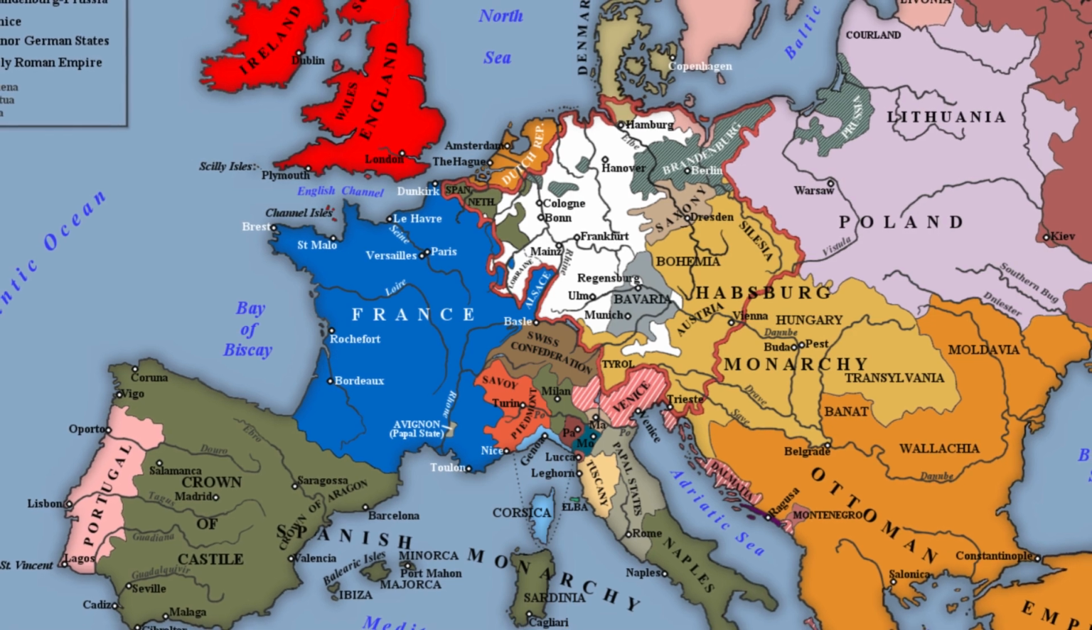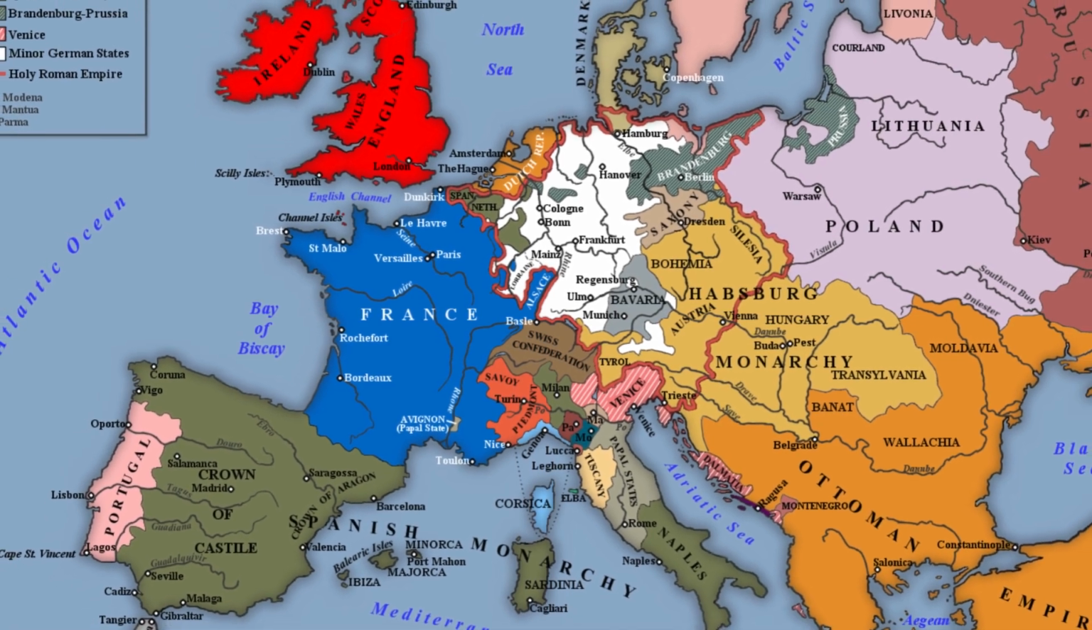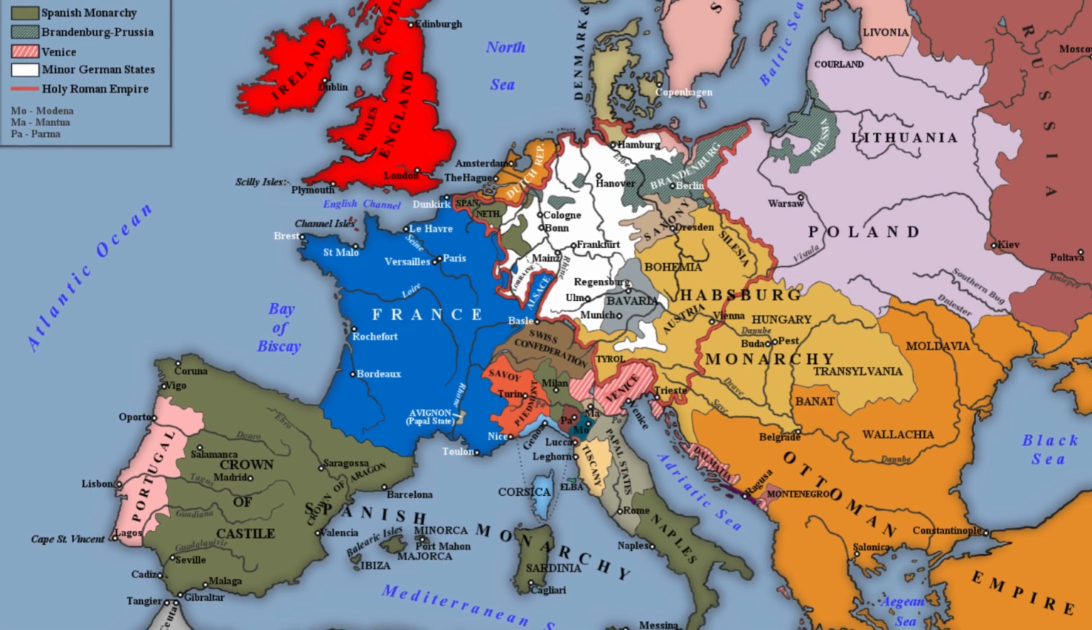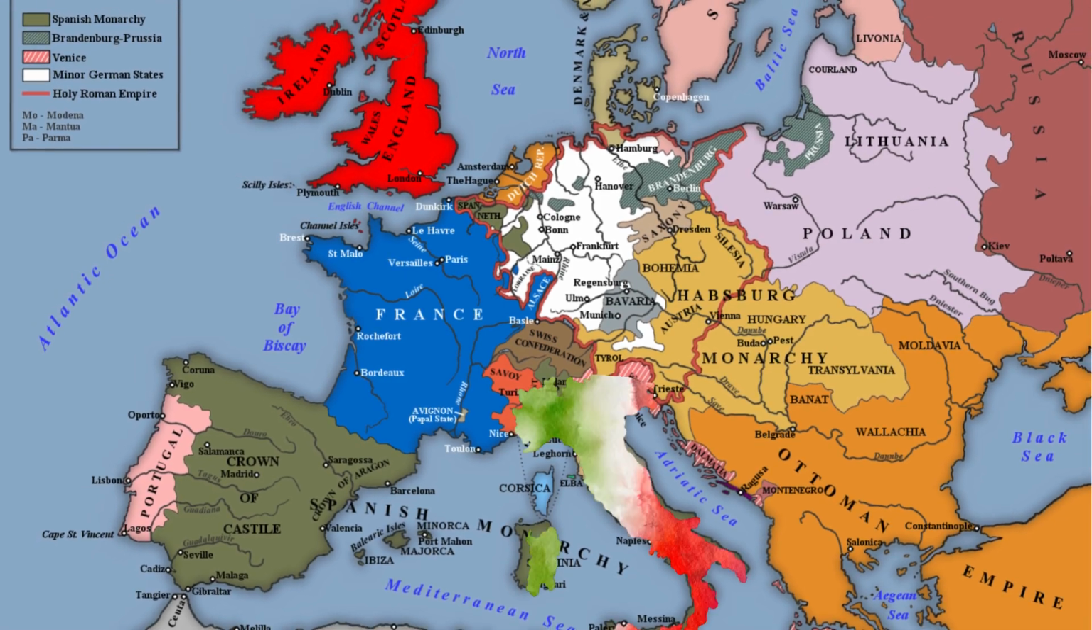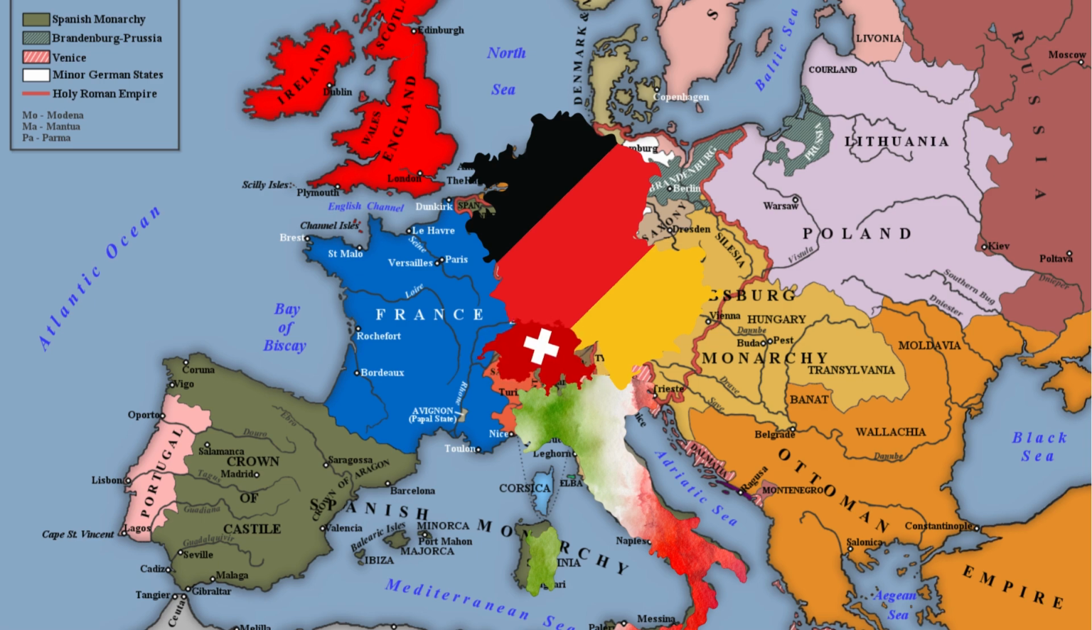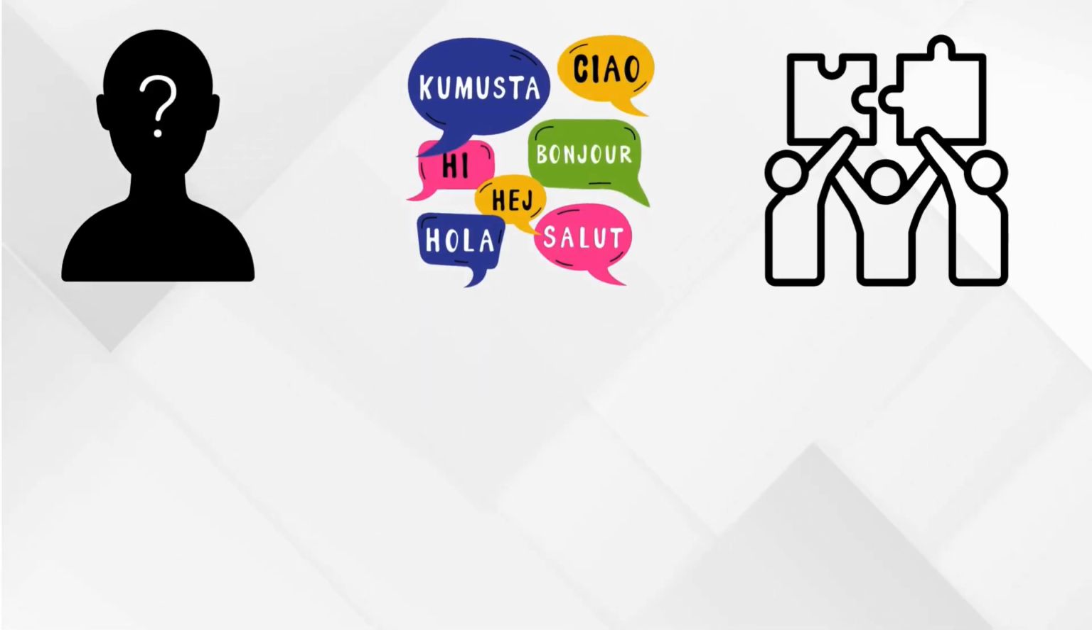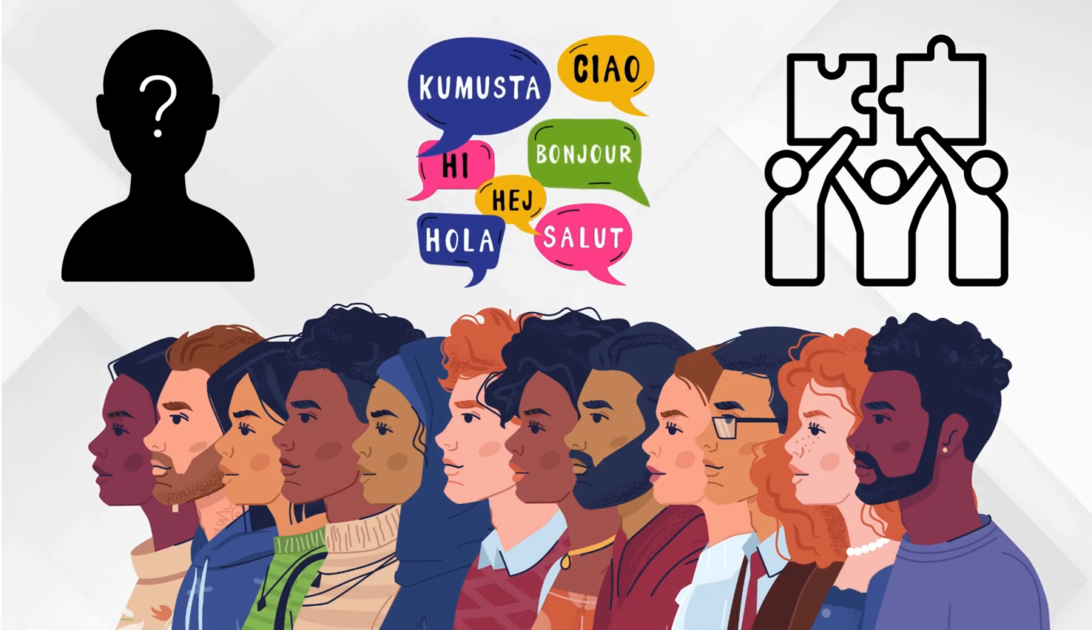This is Europe in the 1700s. Guess what? There were no nation states like we have today. What we now call Italy or Germany or Switzerland were just scattered regions ruled by kings, dukes, and emperors. They didn't share a common identity, language, or culture. They were all different. Sounds confusing, right?